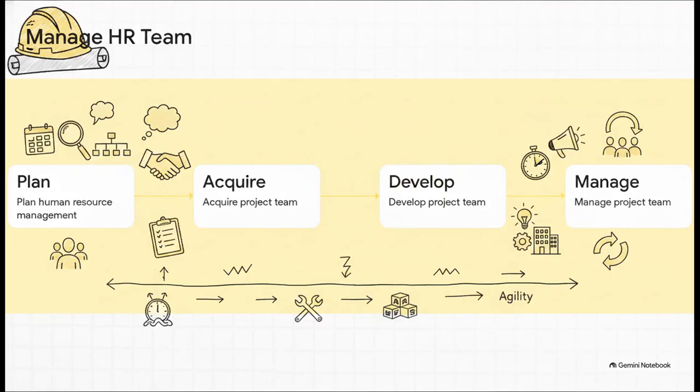So, to coordinate everyone, you're going to rely on a continuous four-step lifecycle for human resource management. First, you plan out your HR needs. Second, you acquire your project team. Third, you develop that team so they really understand the specific requirements of your site. And fourth, you actively manage them day to day. Just keep in mind, resource allocation is never static. It can be hugely impacted by changing timelines, worker availability, delays, or even other projects your company has going on. You have got to stay agile.